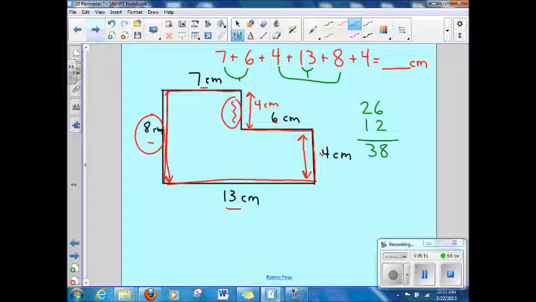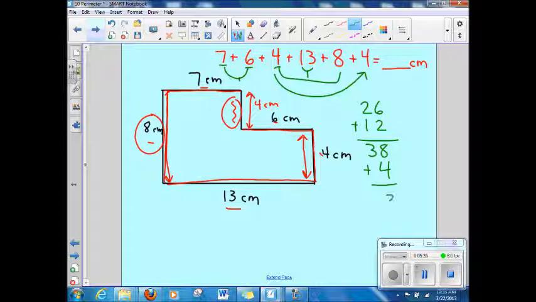Let's see, did I miss anything here? I've got 7 and 6 I added up. I have a 4. Oh, I did miss something. Here's another 4 over here. I thought there was something that wasn't quite right here. I've got one 4 missing over there, so I'll add that on there. 4. Okay, I'll put my plus signs in there.